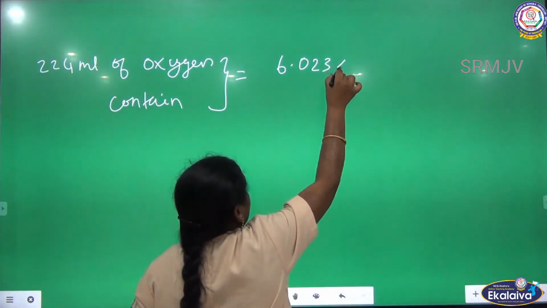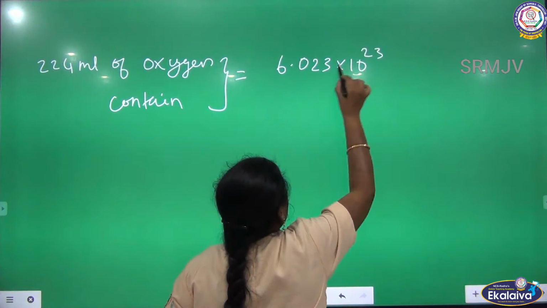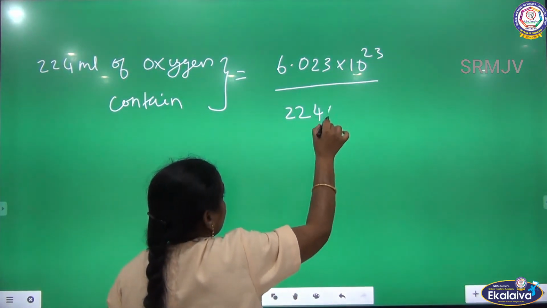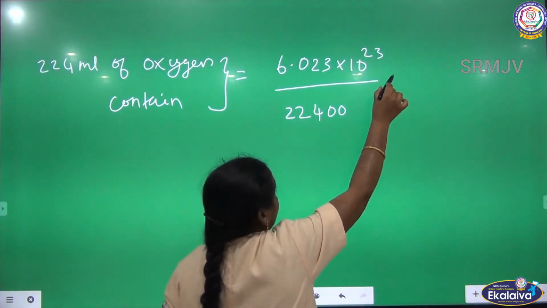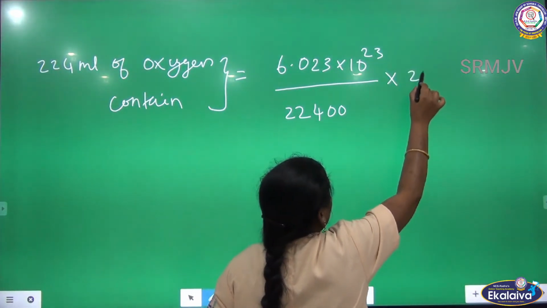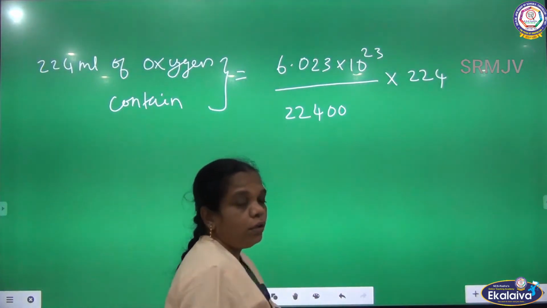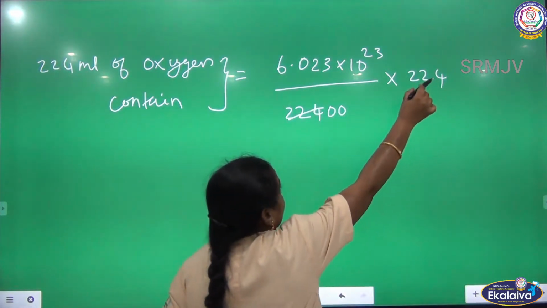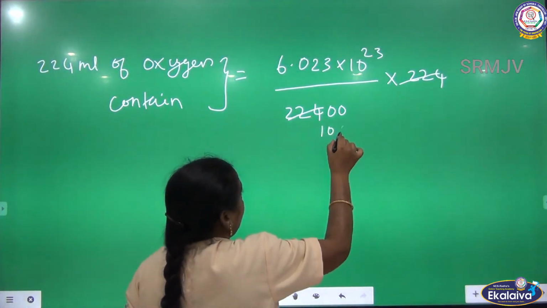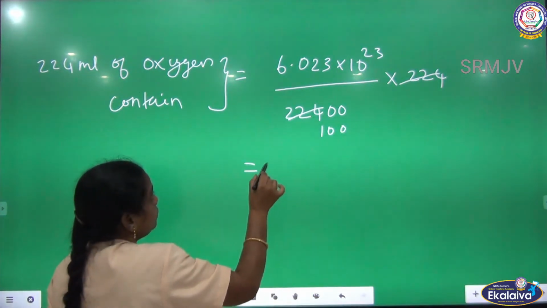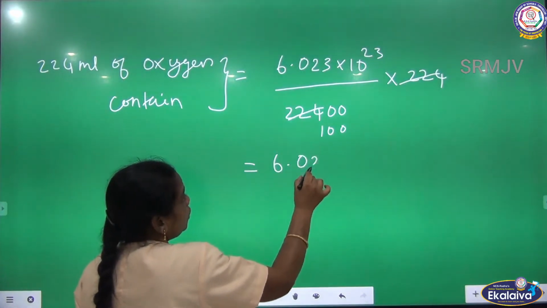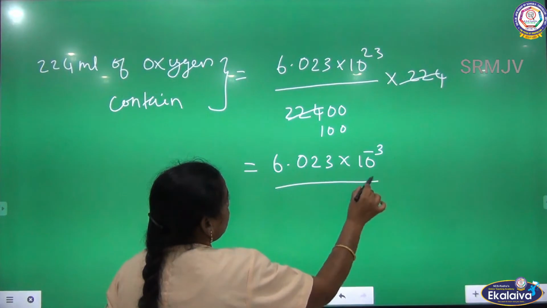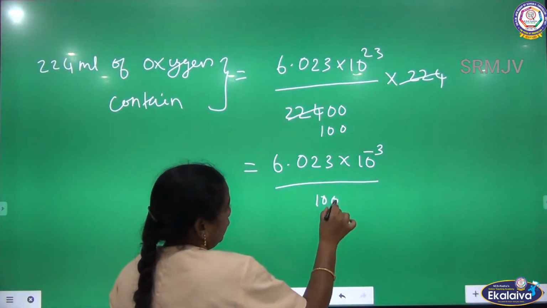6.023 into 10 to the power 23 divided by molar mass, 22,400 into the given volume, 224 ml. Now which one gets cancelled? 224 and then 100. So this becomes 6.023 into 10 to the power 23 divided by 100.